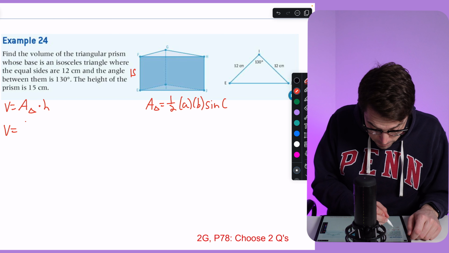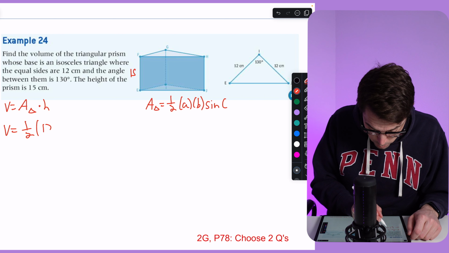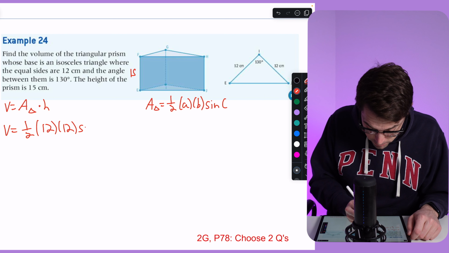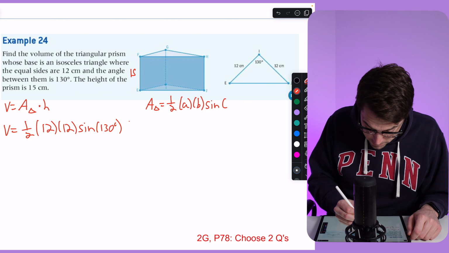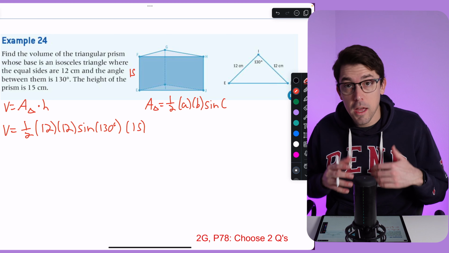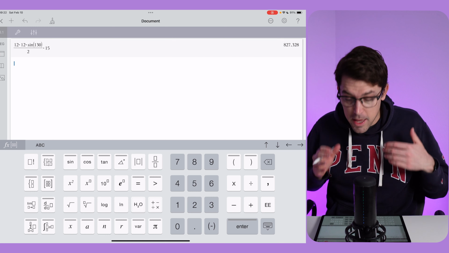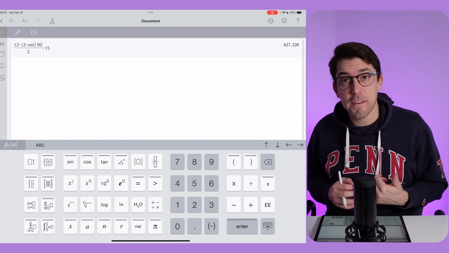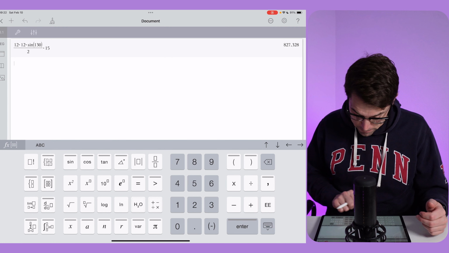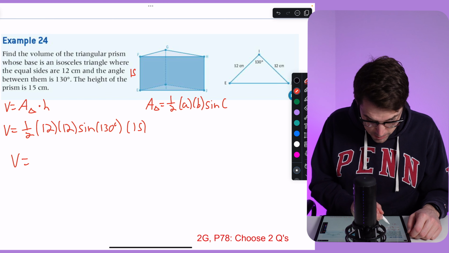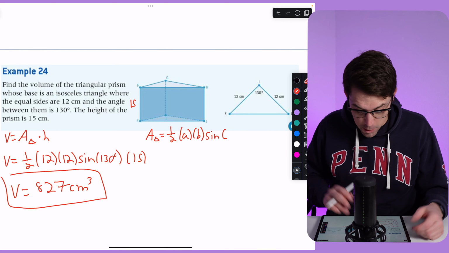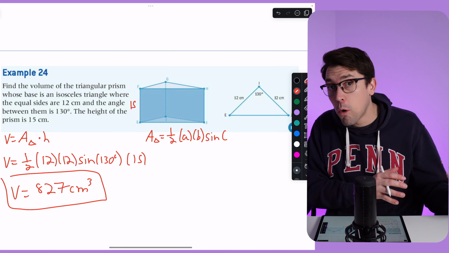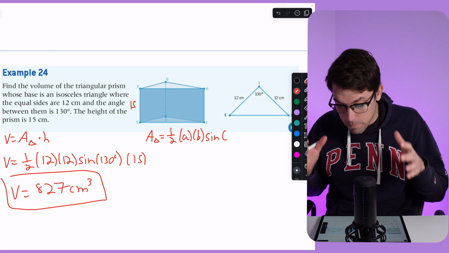So I'm going to find that my volume is going to be 1/2 of a, which is 12, b, which is 12, then the sine of c, which is going to be 130 degrees, times the height, which is going to be 15. Now, if I put all that into my calculator and hit the enter button, I will find that to 3 significant figures, this is 827. So my volume is going to be 827 cubic centimeters. And there we go. That's how we can use some of what we learned before in order to find the area of the base, so that way we can figure out what the volume is of whatever shape we're given.